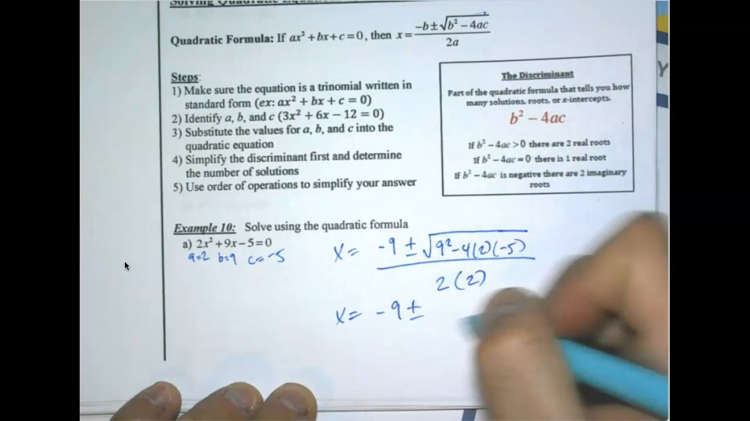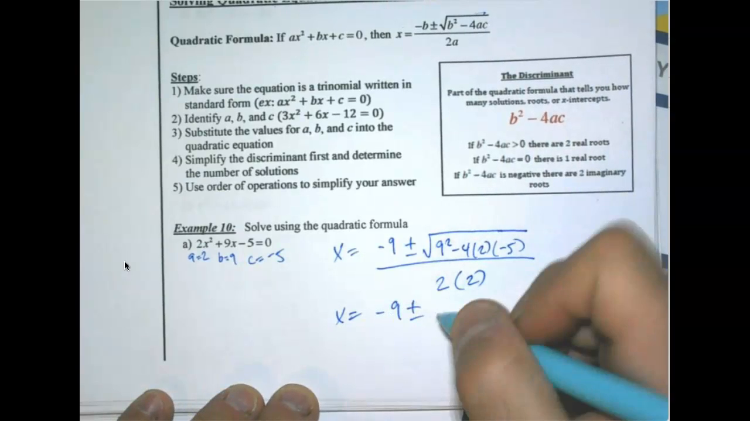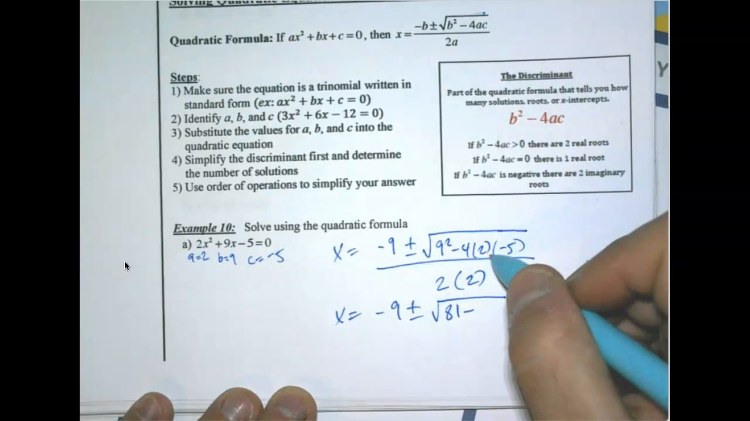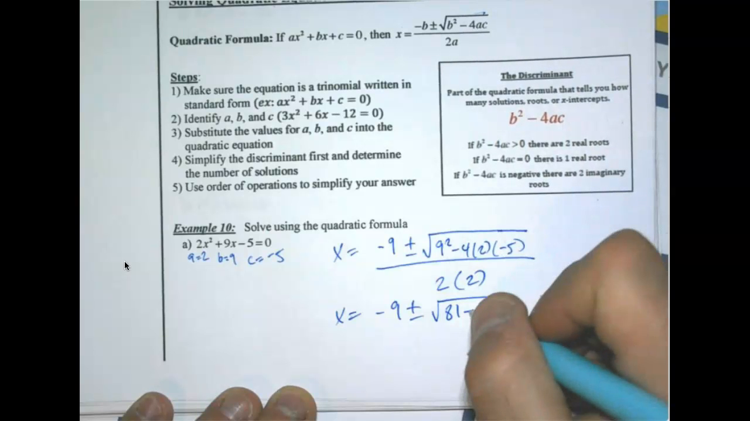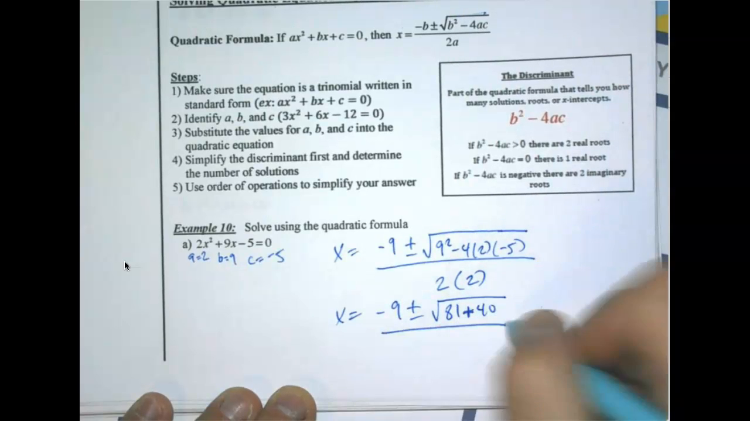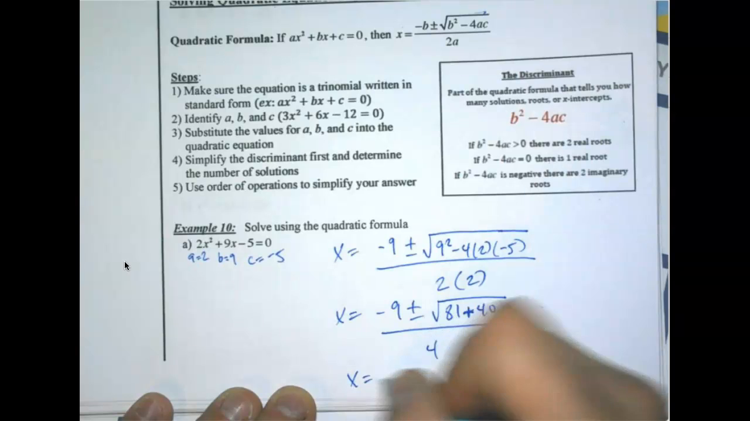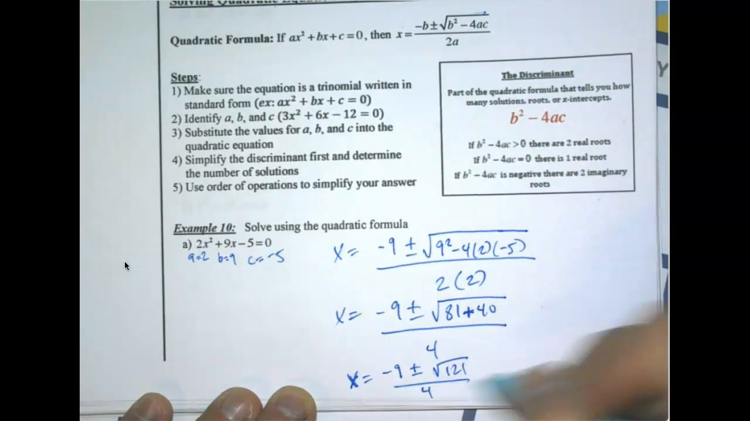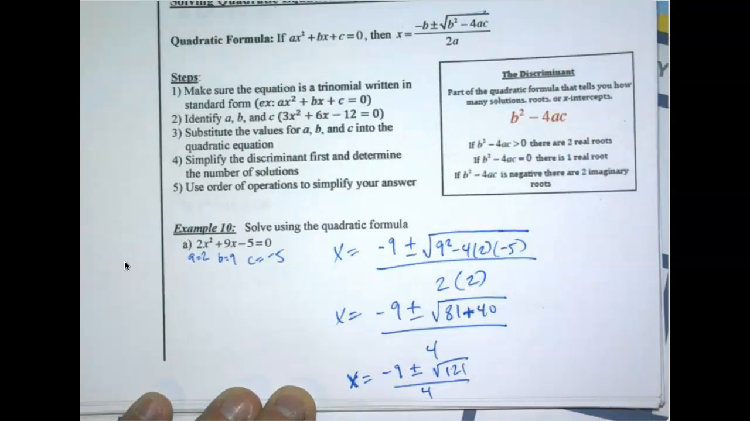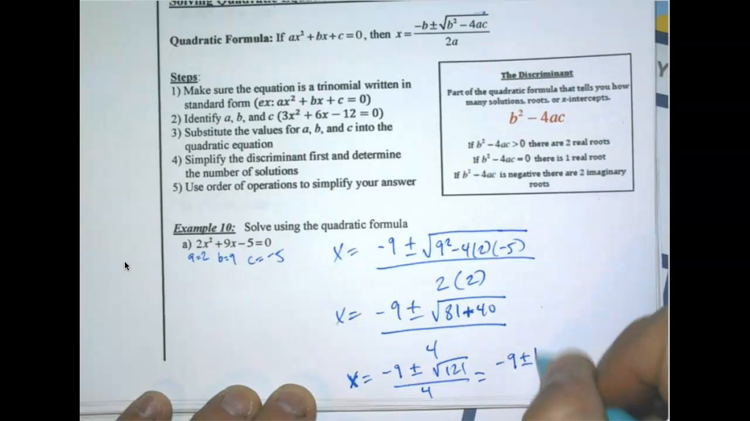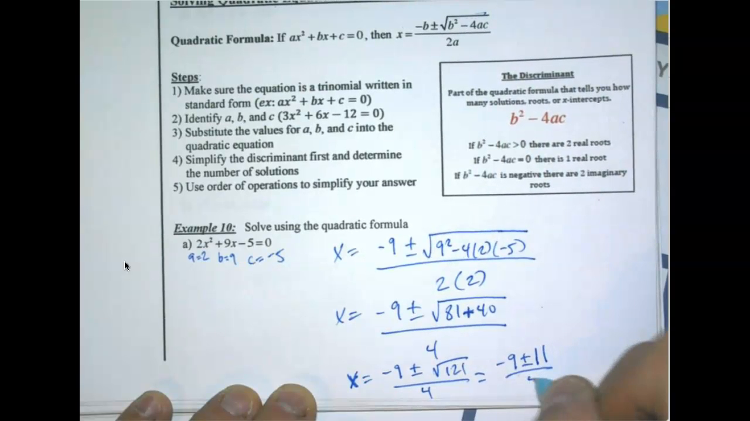So negative 9 plus or minus 81, I guess I'll show one extra step here. 81 minus 4 times 2 is 8. 8 times negative 5 is negative 40. So really, minus a negative 40 becomes plus 40. 2 times 2 is 4. So x equals negative 9 plus or minus the square root of 121 over 4. The square root of 121 happens to be a perfect square, right? So negative 9 plus or minus 11, the square root of 121 is 11, over 4.